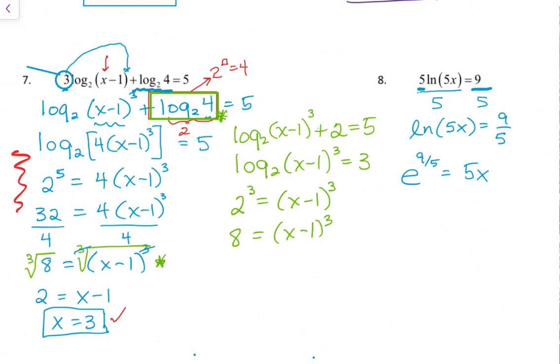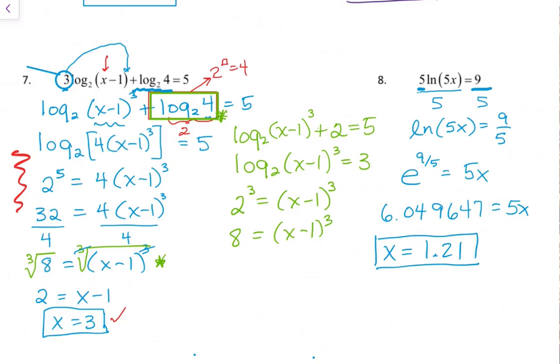So now on my calculator, I'm going to have to figure out what e to the 9/5 is. And when I do that, I get 6.049647. I'll give myself quite a few decimal places and then round it to the hundredths after I do the division by 5. So after dividing by 5, I get x is equal to 1.21. And again, I still need to check my answer, but if I plug in 1.21 into the original argument, that would remain positive, so I do get to keep this solution.